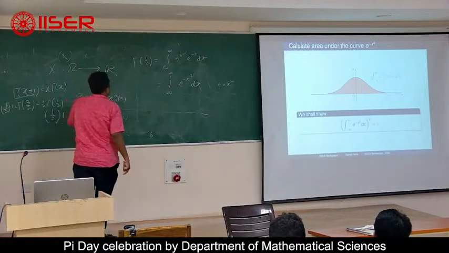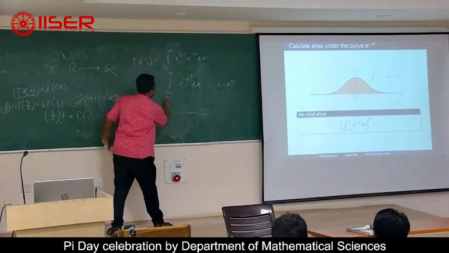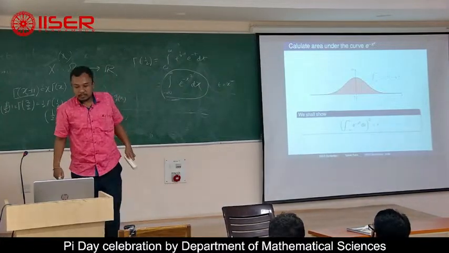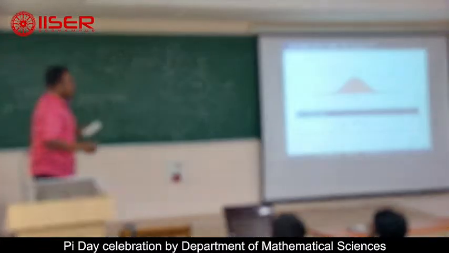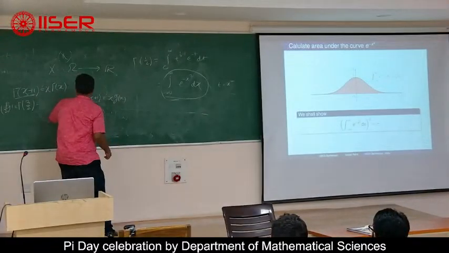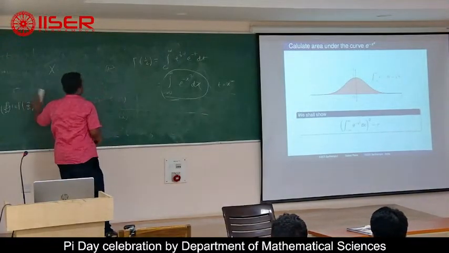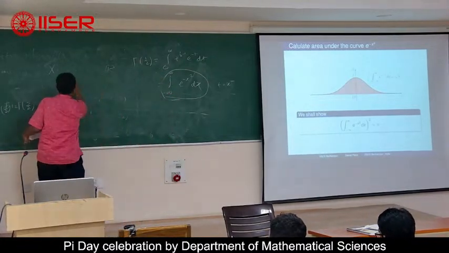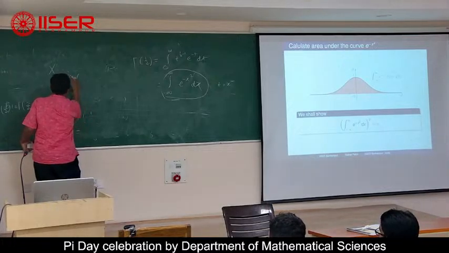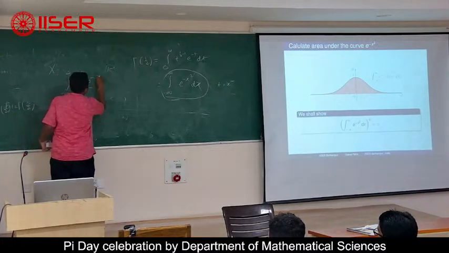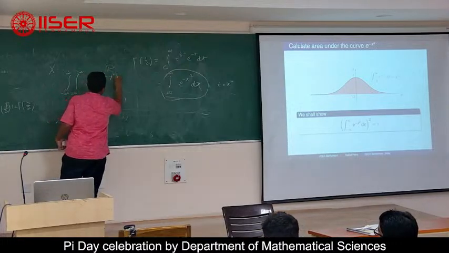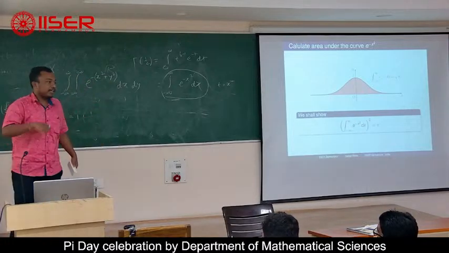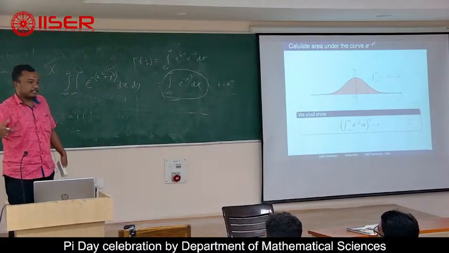Directly calculating this area is a little difficult. So what we do: instead of a single variable, if we have a cousin problem, like finding the area under e to the power minus x square plus y square dx dy, it is a little easier than directly calculating e to the power minus x square.